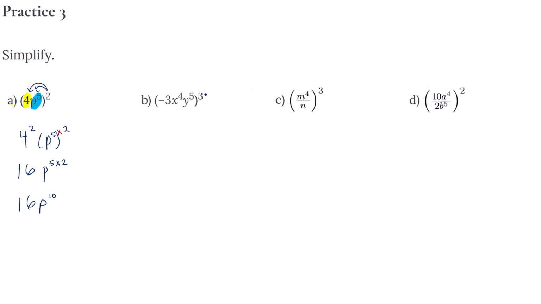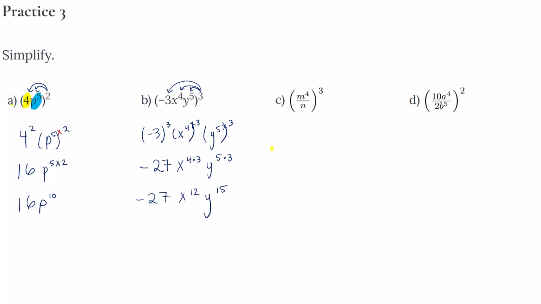For b, that exponent of 3 outside of the brackets needs to be applied to all three components inside the bracket. So (-3) to the 3, make sure you put a bracket around the -3 to make sure that exponent of 3 is applied to all of it and not just the 3. So x to the power of 4 to the power of 3, and then y to the power of 5 to the power of 3. So (-3) to the power of 3 is -27. x^4 to the power of 3. These would be multiplied. So 4 multiplied by 3. y, 5 multiplied by 3. And altogether -27x^12 y^15.